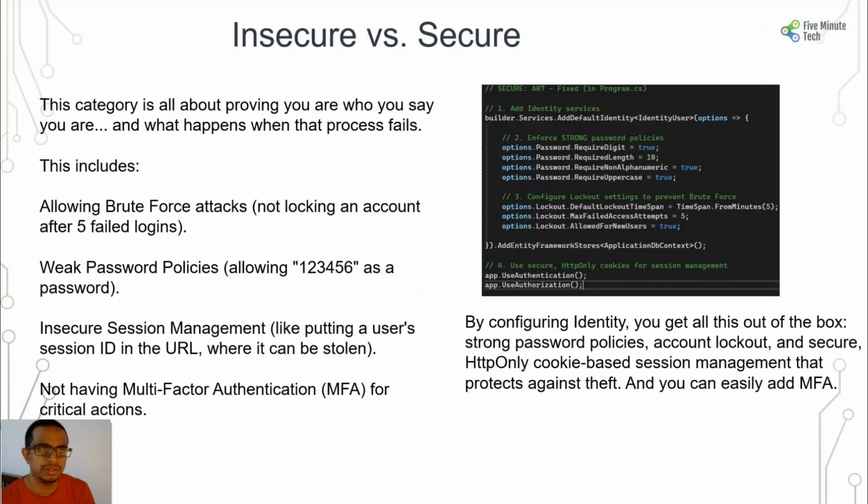Now, insecure versus secure. On the insecure side, this category is all about proving who you are, and what happens when that process fails. This includes allowing brute force attacks, weak password policy, insecure session management, and not having MFA in your system. By configuring identity through ASP.NET Core Identity or any other identity setup in your application, you can get all this out of the box: strong password policy, account lockout, secure HTTPS cookie-based session management that protects against these kinds of thefts, and you can also easily add multi-factor authentication.